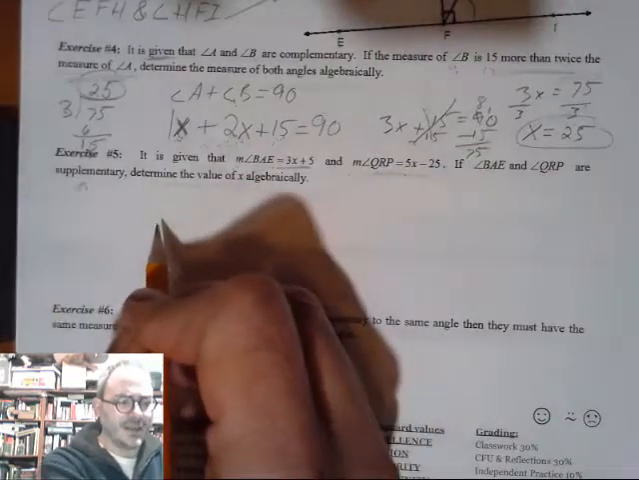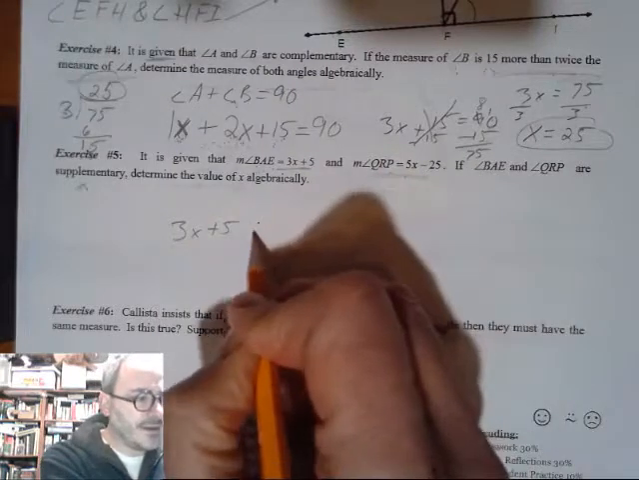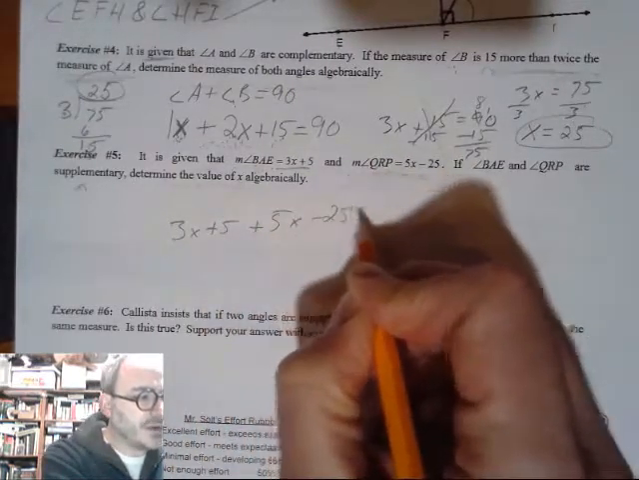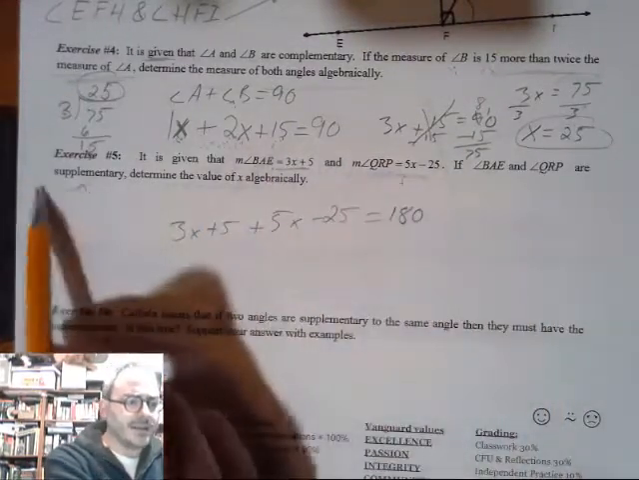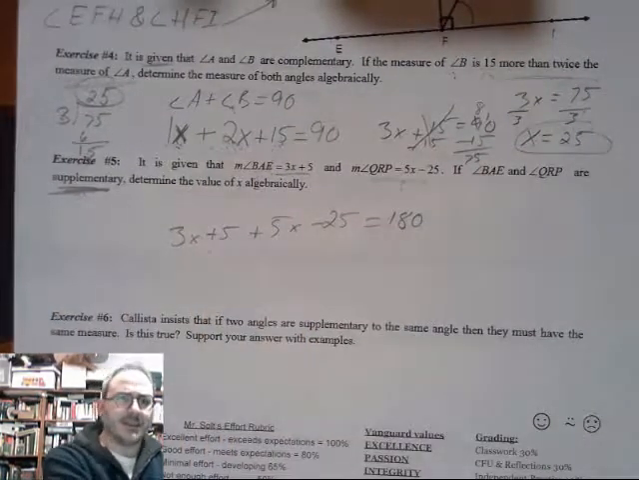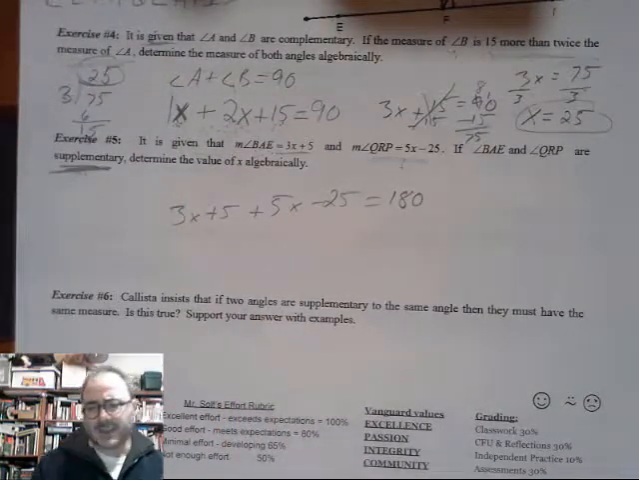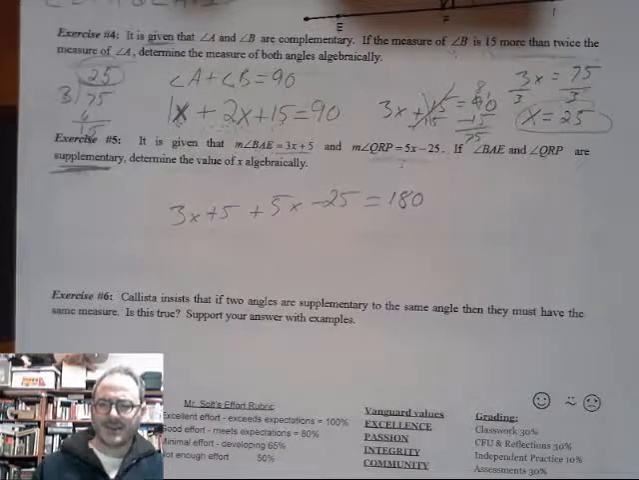So this is going to be 3x plus 5 plus 5x minus 25 equals 180. If these two angles are supplementary, then they add up to be 180 degrees. That's our definition of supplementary. This first step seems to be the step that throws a lot of you off, this combining like terms. We need to get better at combining like terms to solve these algebraically.